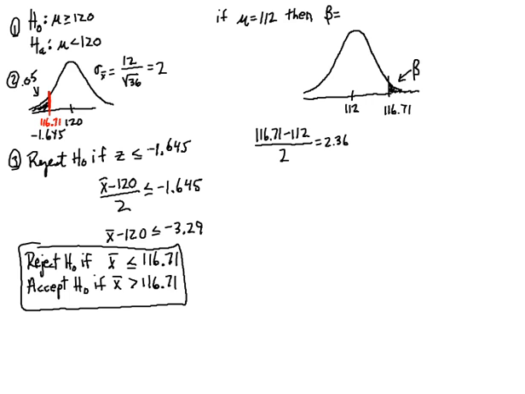Now looking up 2.36 in the standard normal table, I get 0.9909, and I would have to subtract that from 1 to get beta, and beta is going to be 0.0091.